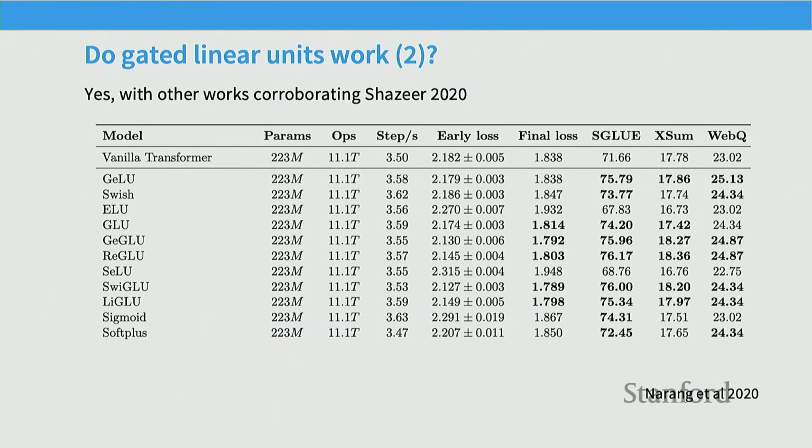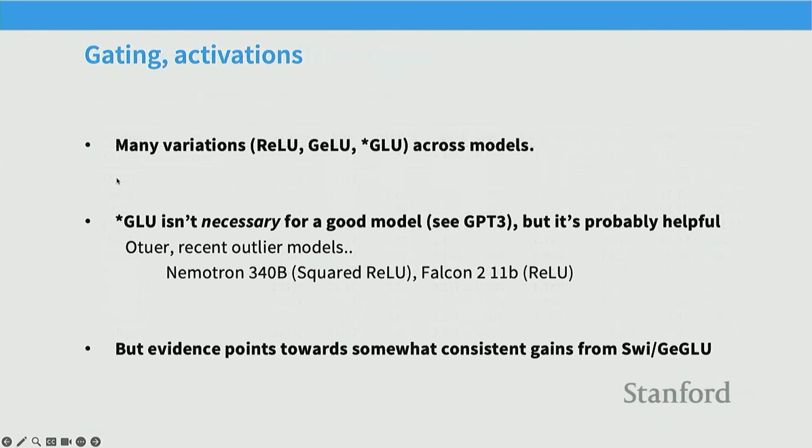There was also the Narang et al. 2020 paper, which is a very nice paper studying all sorts of architecture variants, I think in the context of T5-style models. And once again, you see that the gated linear unit variants consistently achieve lower losses than their counterparts, right? You see that the bolded lines are exactly at the GLU variants. And this pattern has basically held up. So for gating and activations, there are lots of variants across different models. But the gated linear unit has become basically widespread and dominant, and I think for good reason.